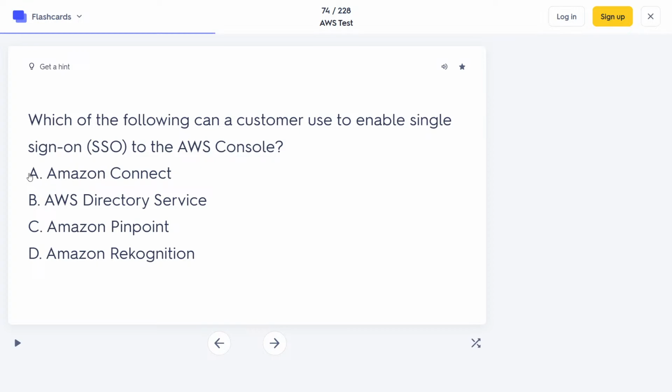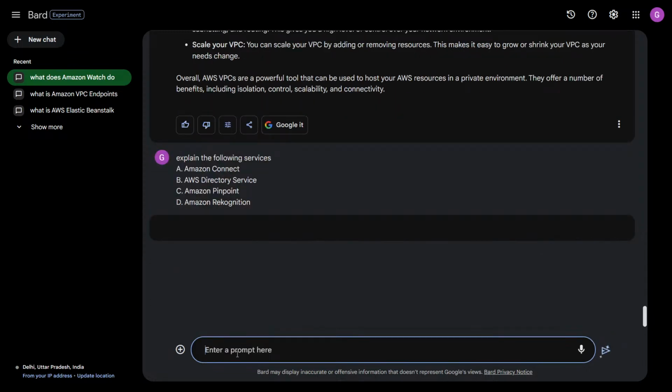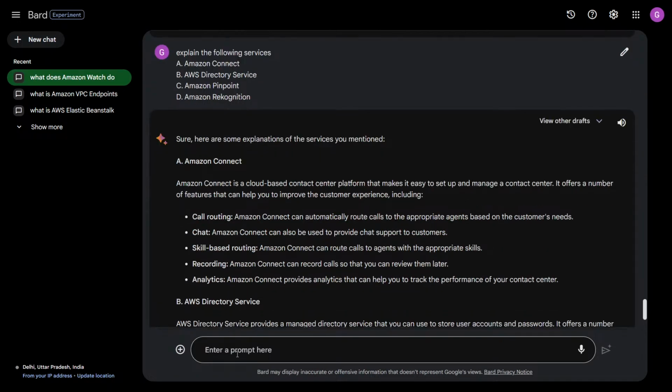Let's go to Bard. Explain the following services, because all four of these are kind of alien to me. So let's find out what are these things about. Let's see what AWS have to say.